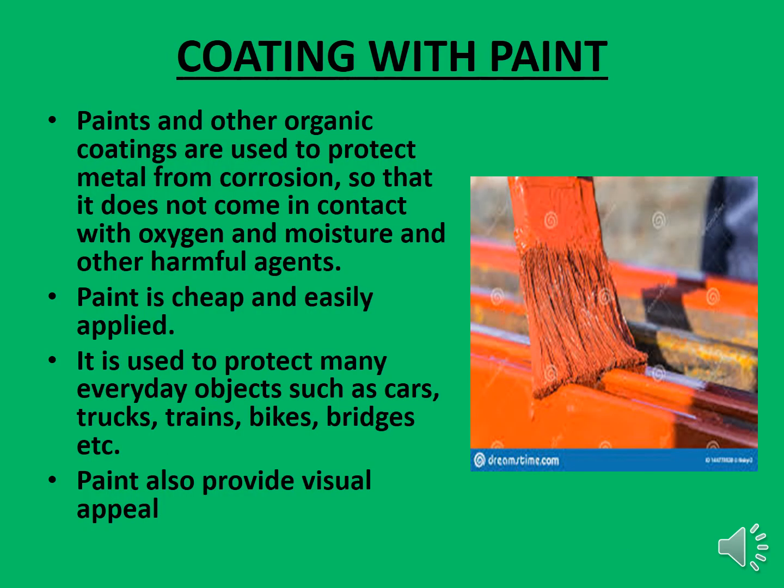The next method for corrosion prevention is coating with paint. Paints and other coatings protect the metal by disconnecting it from the oxygen and moisture present in the atmosphere. These paints are very cheap and can easily be applied. They protect many everyday objects such as cars, trucks, trains, bikes, and bridges from corrosion by disconnecting them from the atmospheric air. And paints also provide visual appeal.